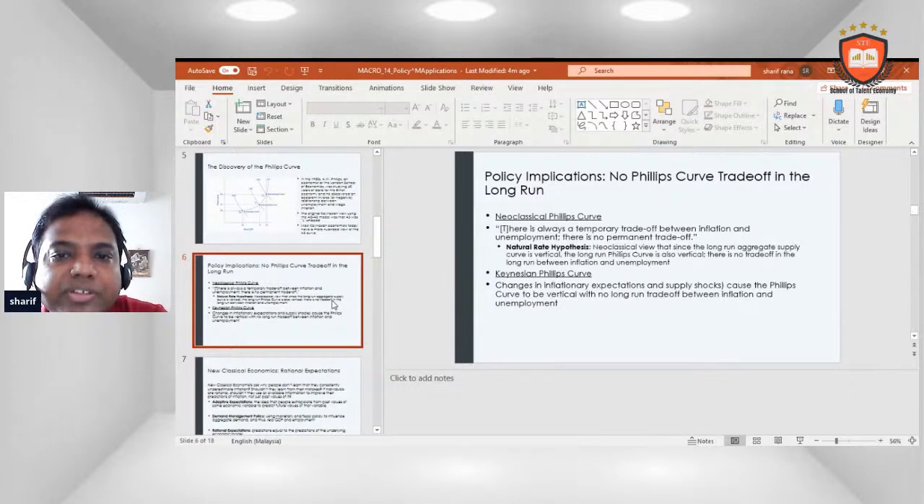Natural rate hypothesis: the neoclassical view that since the long-run aggregate supply curve is vertical, the long-run Phillips curve is also vertical. There is no trade-off in the long run between inflation and unemployment. Keynesian Phillips curve: changes in inflationary expectations and supply shocks cause the Phillips curve to shift, with no long-run trade-off between inflation and unemployment.